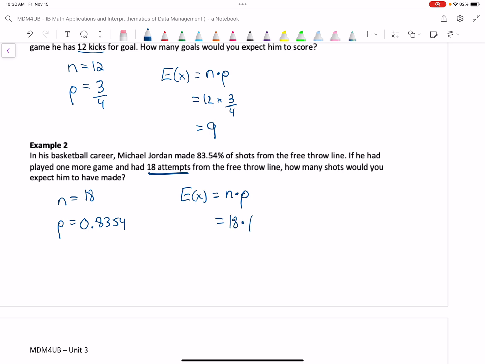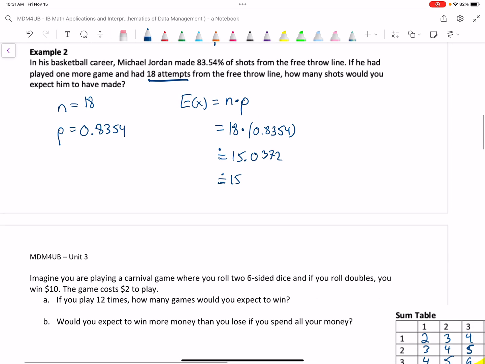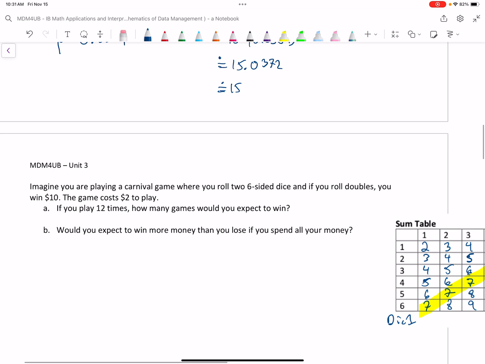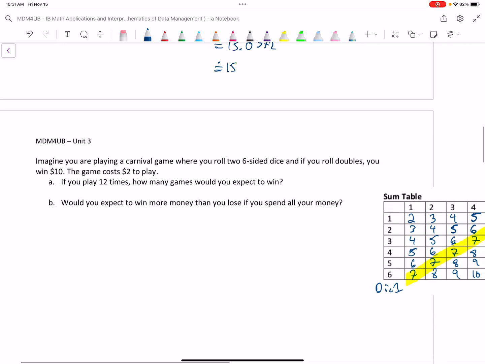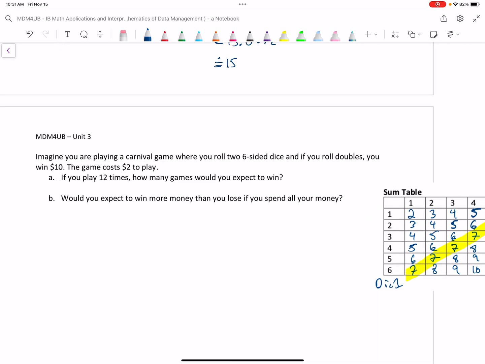So 18 times 0.8354. And you can punch that into your calculator, or you can just get this answer off me, and you get out to 15.0372, which obviously is not making a fraction of a free throw, so we can round this to 15. So 15 free throws. So we're going to extend a little bit beyond that concept, but we can take an example here to help illustrate a couple things.